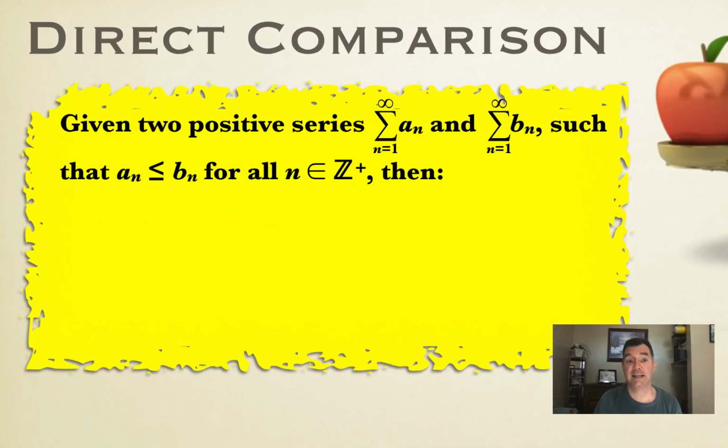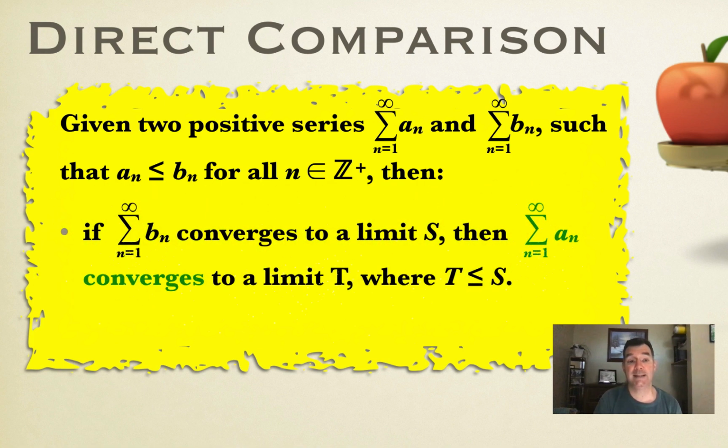So for this test, let's say I've got two positive series. One of them is called the A series and one of them is called the B series, just to be arbitrary about it. And I'm going to further assume that every term in the A series is less than or equal to every term in the B series. So what that means is I can conclude one of two things.